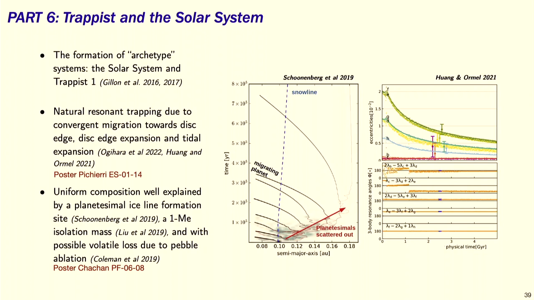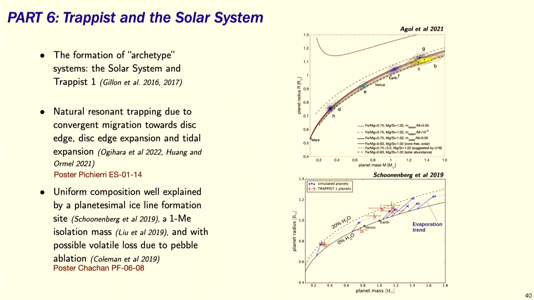Then we have a very good dynamical idea how the expansion of this inner disk edge drives some of these planets to fall inwards of the inner edge, and have another part of the system that remains outside and undergoes tidal expansion. And then you can recreate the currently observed eccentricities of the TRAPPIST planets and also the observed three-body resonances. Now, that's about the dynamical aspect of this system, but we can also do quite well with reproducing the remarkably uniform composition of all these planets. So this is a mass-radius relationship.